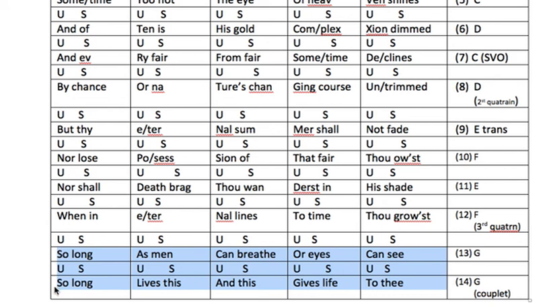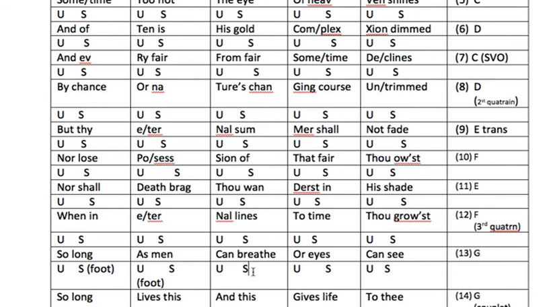Is it possible that these last lines, so long lives this, and this gives life to thee, is it possible that these last beats, the last 3 feet of line 14, and I should mention that every one of these units is called a foot. So every line has got 5 feet. I should have mentioned this before, but I did not. So here's a foot, here's a foot. It's a unit of, it's a beat, right? It's a unit of rhythm. So every line has got 5 feet, 1, 2, 3, 4, 5. 5 beats per line, 5 feet per line.